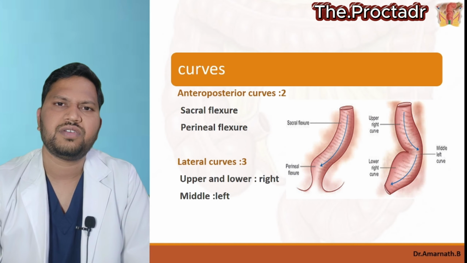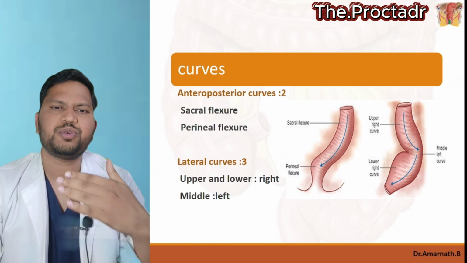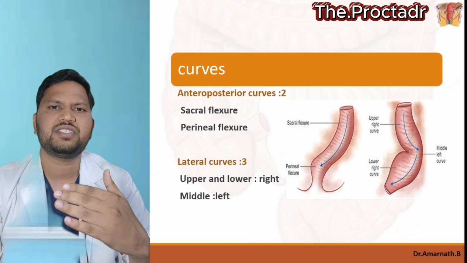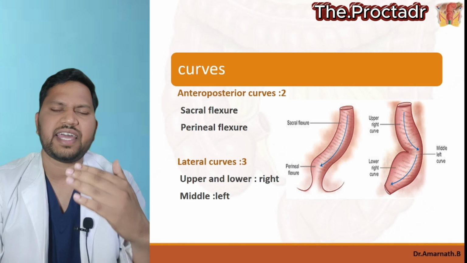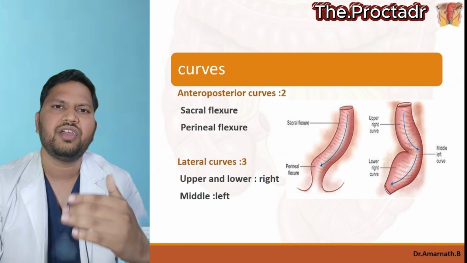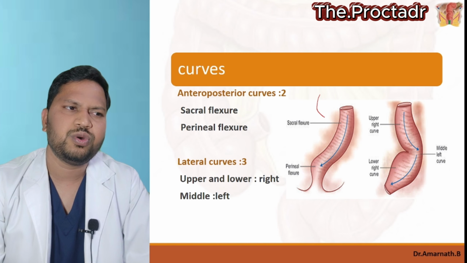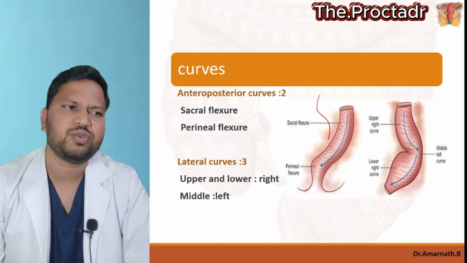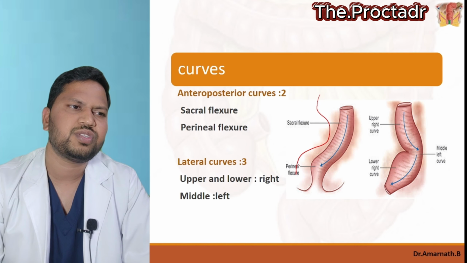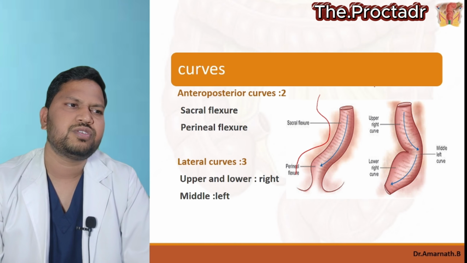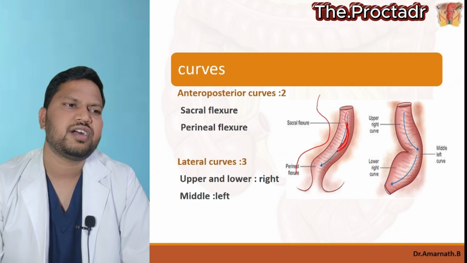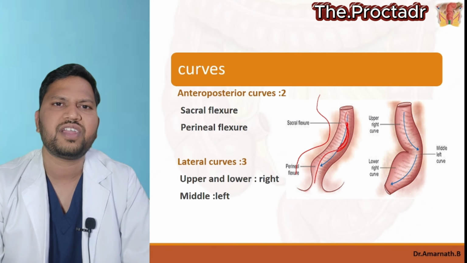When it comes to the curves, when we see the rectum anterior-posteriorly, it consists of two curves, that is two flexures. The first one is the sacral flexure and the second one is the perineal flexure. When we see the direction of the rectum, it goes downwards and backwards, posteriorly, and then comes anteriorly. So when it goes downwards and backwards, it creates one flexure. This is called the sacral flexure. When it comes downwards and anteriorly, just above the anal canal, it creates one more flexure, that is the perineal flexure.